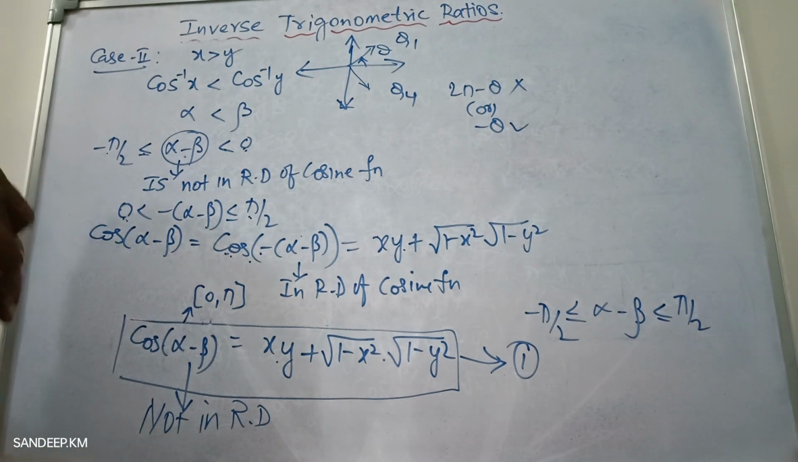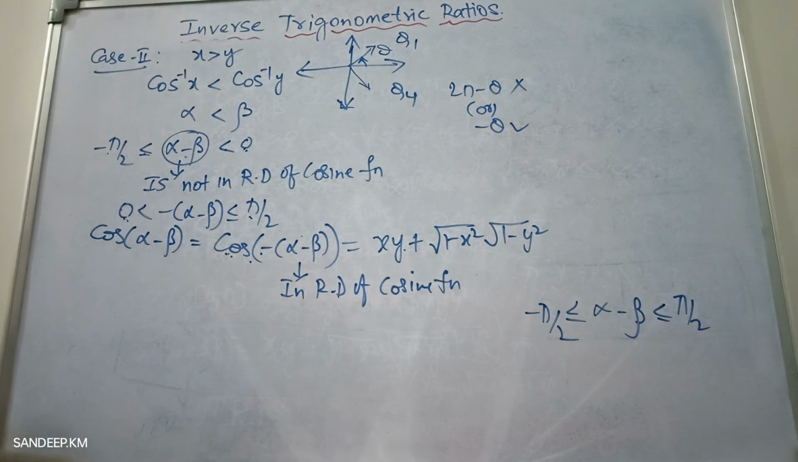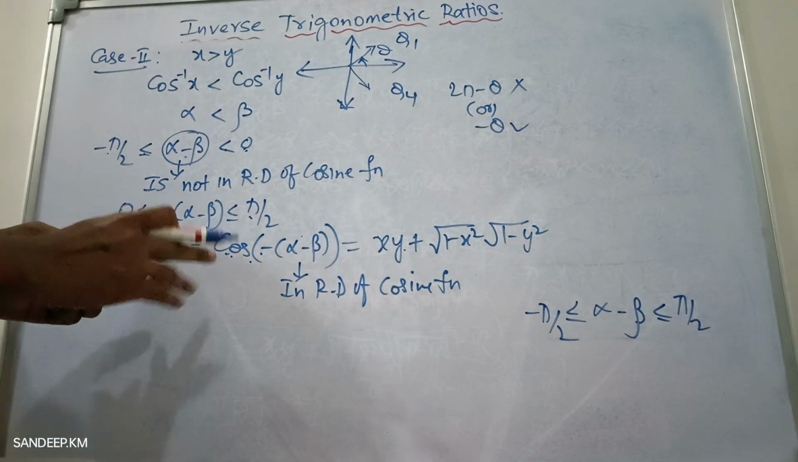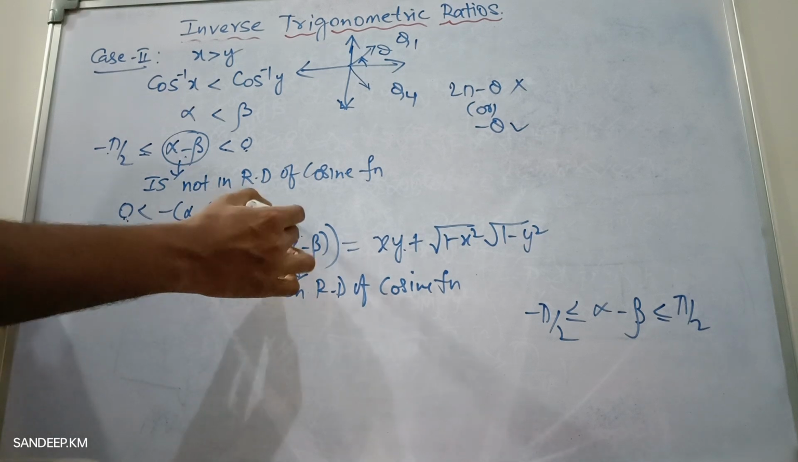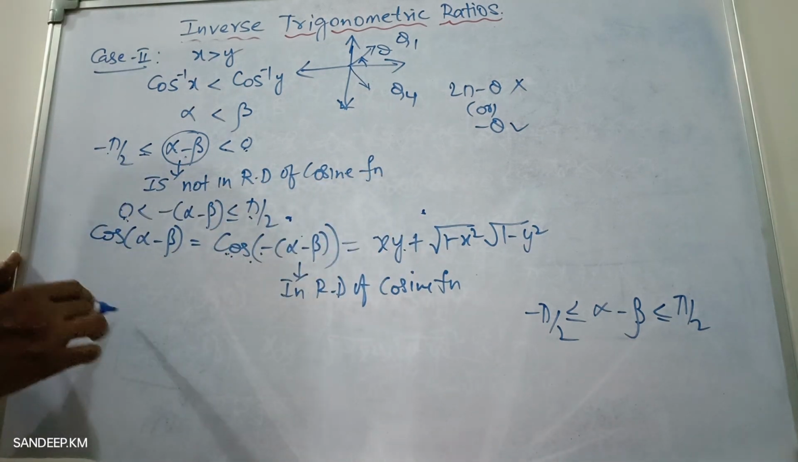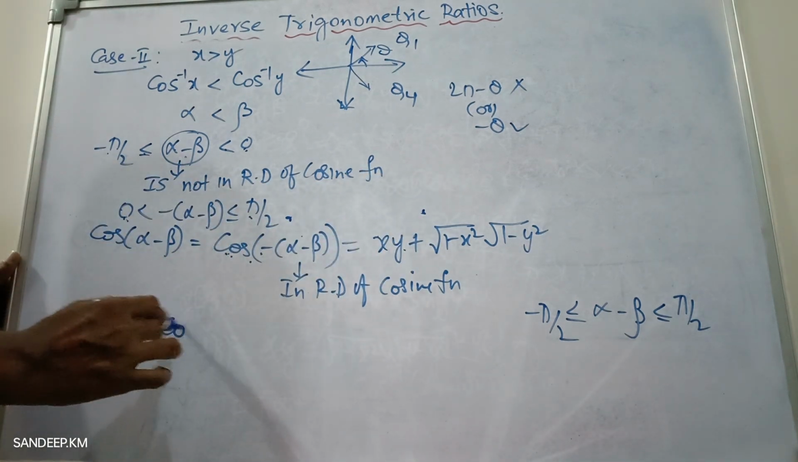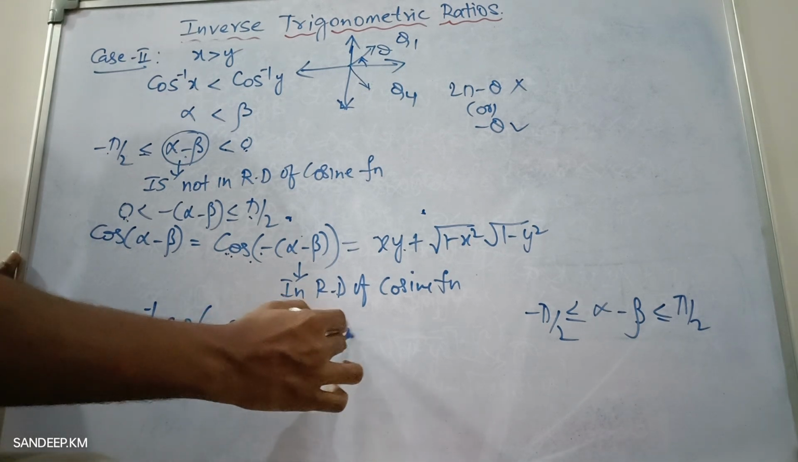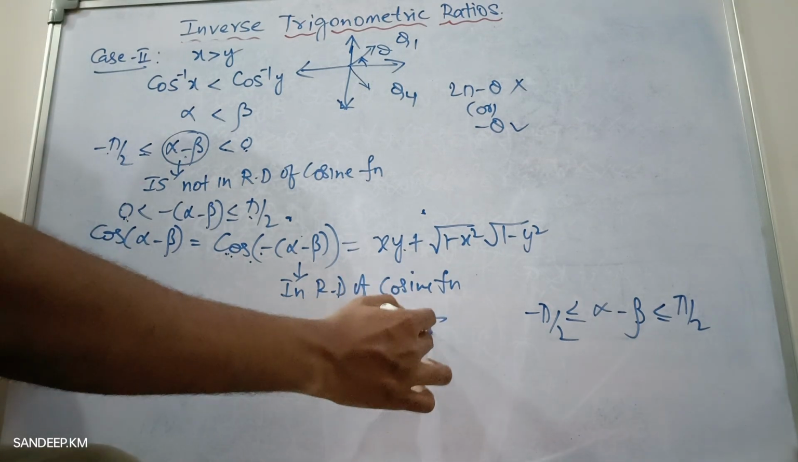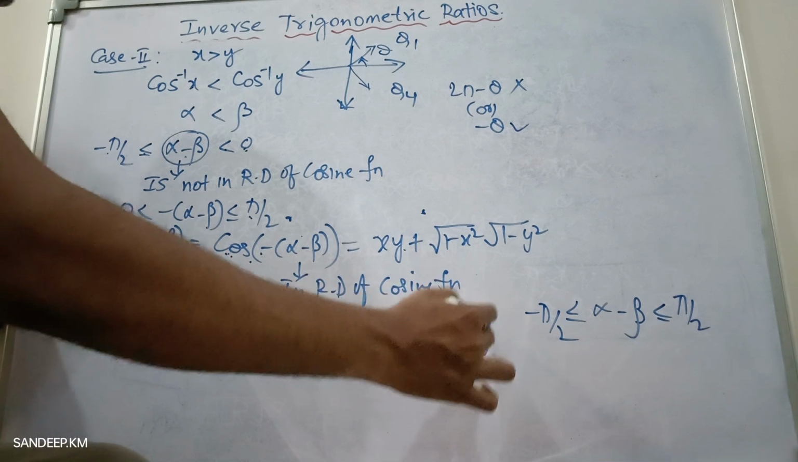It will become what? So if you are not familiar with taking cos to the right side and all, then do one thing. Here and here apply cos inverse on both sides. Cos inverse of cos of negative of alpha minus beta is equal to xy plus root of 1 minus x square into root of 1 minus y square.